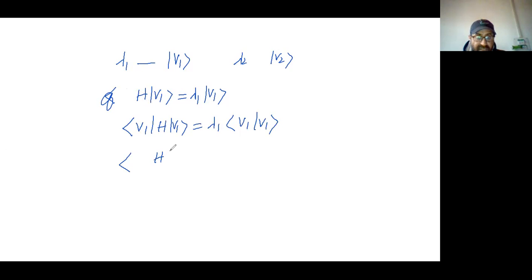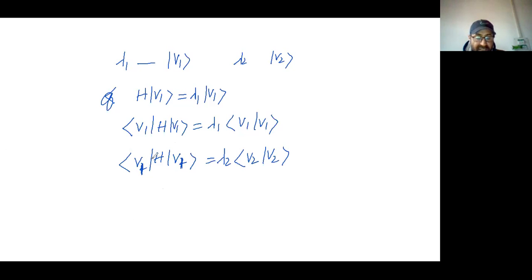We have H acting on v2, and what we get is lambda 2 times v2. Fine. Because it's the same operator acting on two different states, let's try to prove this result. For a moment, let me take v1 and v1 so that I can cancel these terms out.